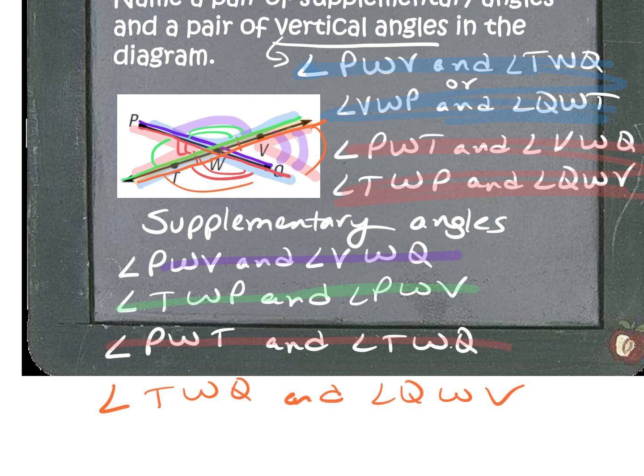So on a test or a quiz for this, just give me one, even though there's multiple answers here. And again, backwards or forwards, but remember, these both had to have the same vertex. So notice all these had a W as the middle letter. All right, so that is it for the notes on section 2.3.